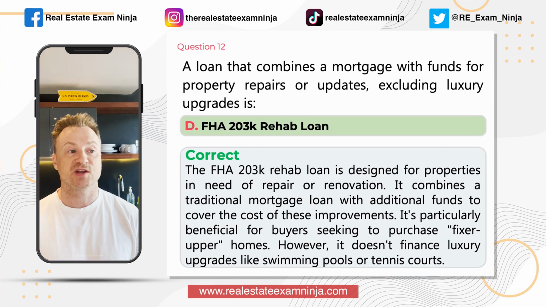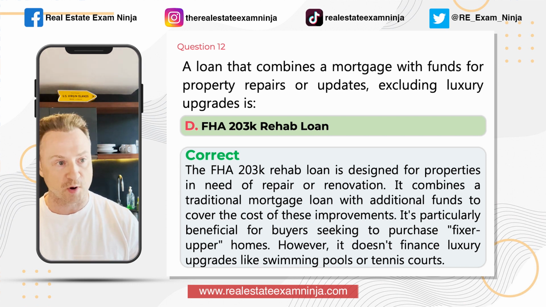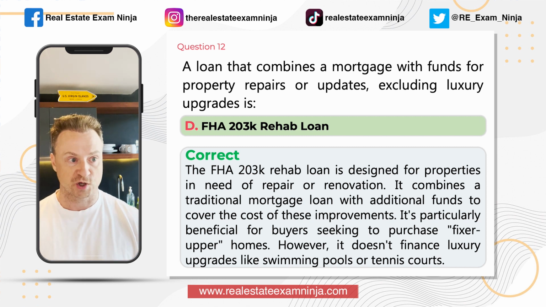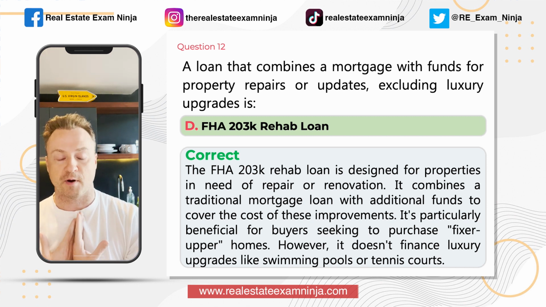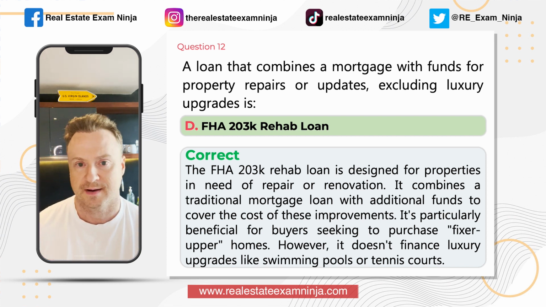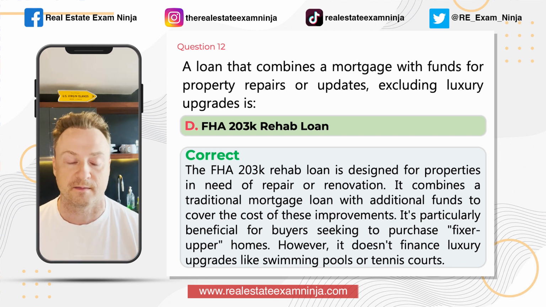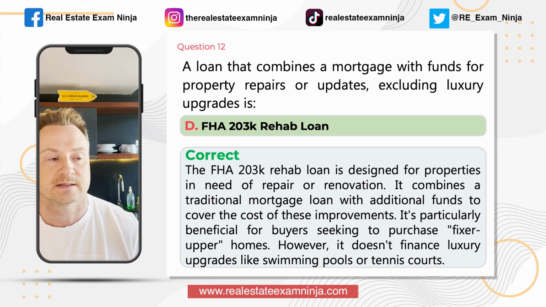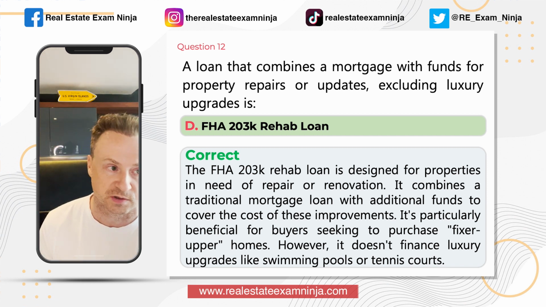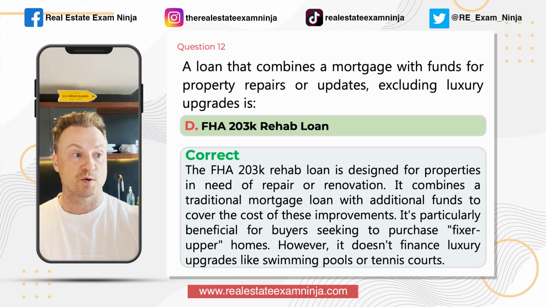The FHA 203K rehab loan. This is phenomenal if you want to buy a property, by the way. It's designed for properties in need of repair. So you can buy a property. In my case, I bought a foreclosure property for my personal home that needed tons of work, and I didn't have the money at the time to pay out the fees to do it. So I got this special rehab loan that the government offers. It was amazing. It was phenomenal. But that's the 203K rehab.